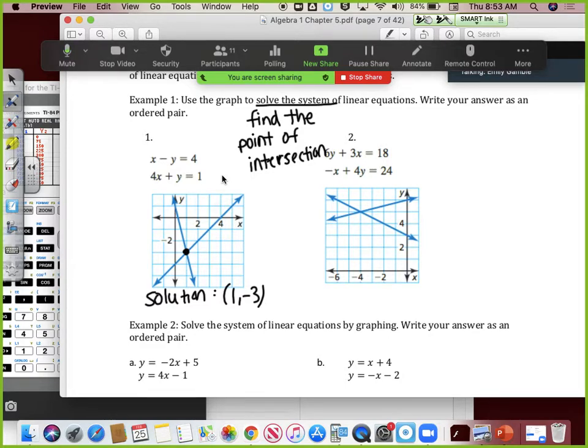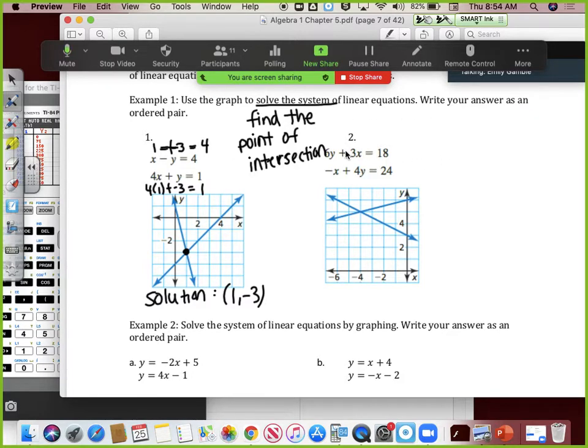Now, it is also helpful to see what the solution means. The solution means that when the point 1, -3 is here, it works for both equations. So if I replace in a 1 for x and a -3 for y, this would say 1 minus -3, and that does equal 4, since 1 minus -3 is really 1 plus 3, and it equals 4. If I replace in 1 for x and a -3 for y, 4 times 1 is 4. 4 plus -3 equals 1. So you can see that the solution will always work for both equations.